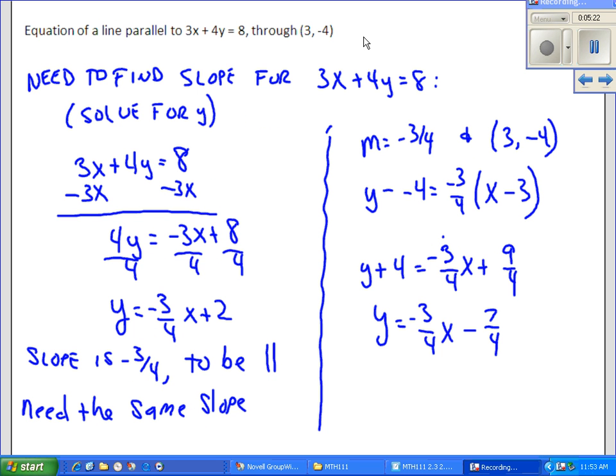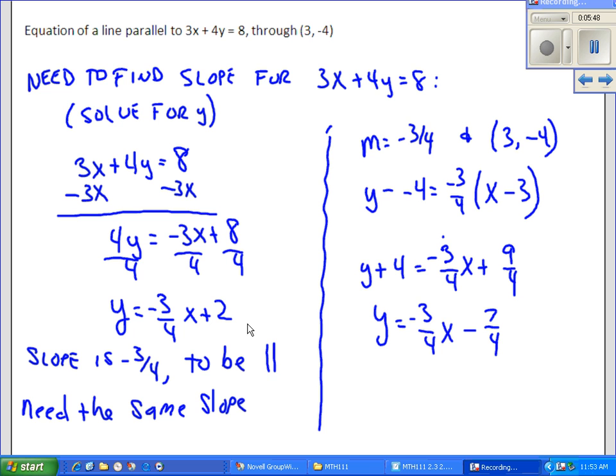And to find an equation of a line parallel to the given line through a point, this one's a little trickier because our line's not in slope-intercept form. So the first thing I'm going to do in order to find the slope is rewrite it in slope-intercept form, which means solving for y. So I can subtract the 3x, divide by 4. So the original line I was given, written in slope-intercept format, is y equals negative 3/4 x plus 2.